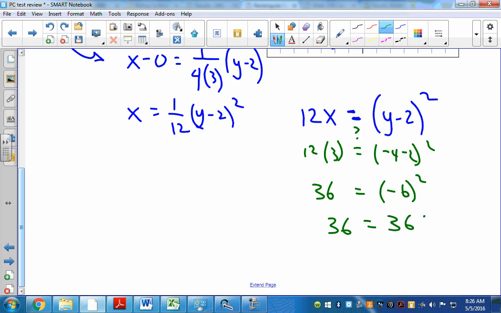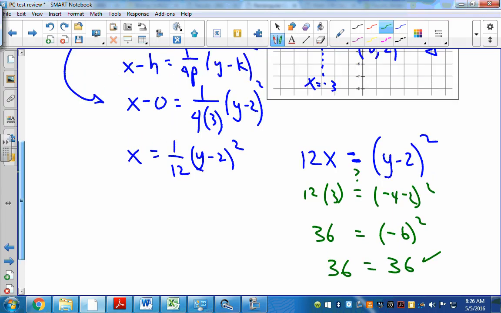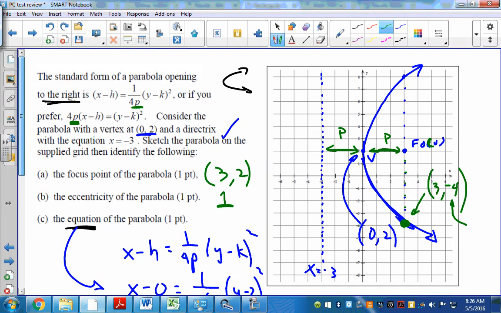Okay, so at least our equation holds for that one point, and I think if you tried the other point up here, it would work, right? If you tried the vertex, it would work. And in fact, there's an infinite number of points on this parabola.